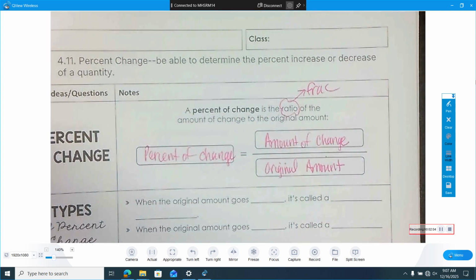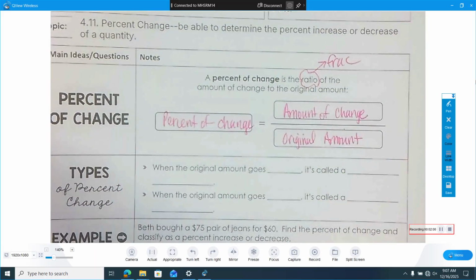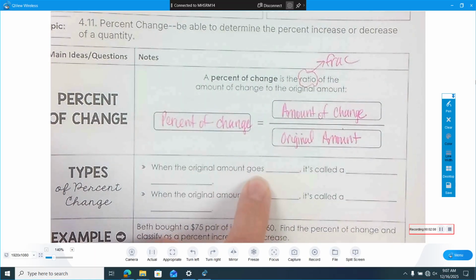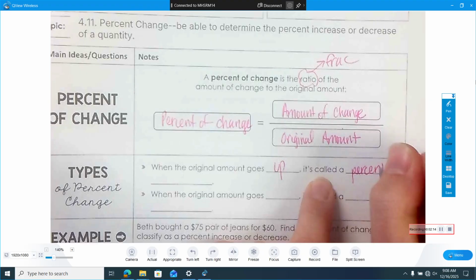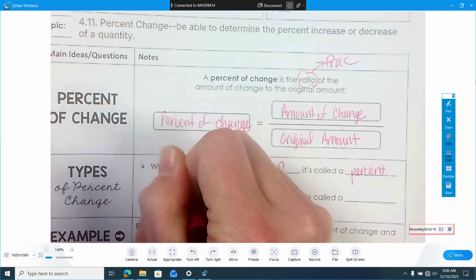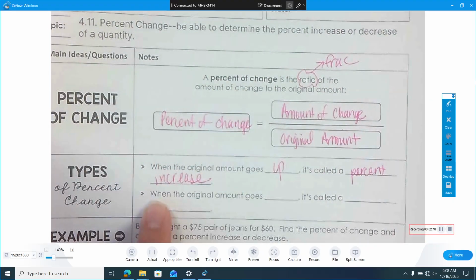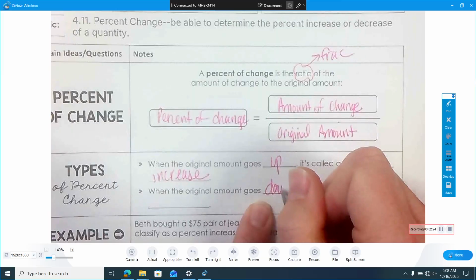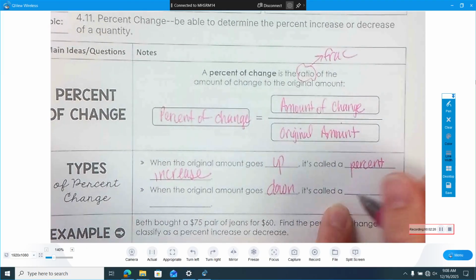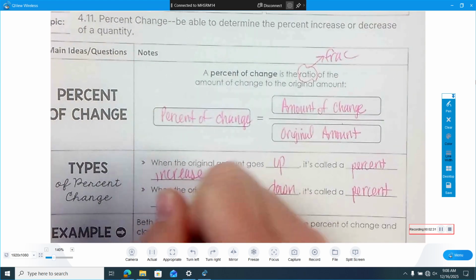And because you guys are so smart, you know that when the original amount goes up, it's called a percent increase. But like my daughter's episodes that she watched on Crunchyroll, the original amount goes down. It's called a percent decrease. So pretty easy to figure out.